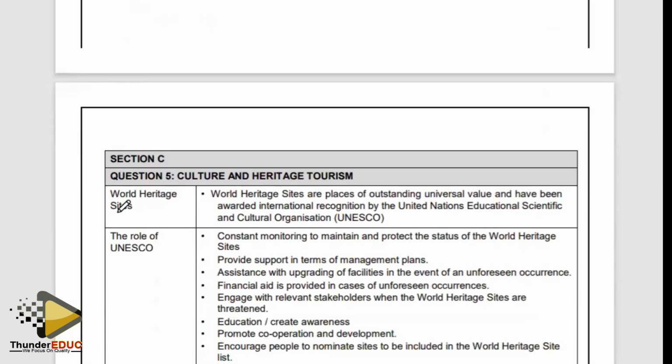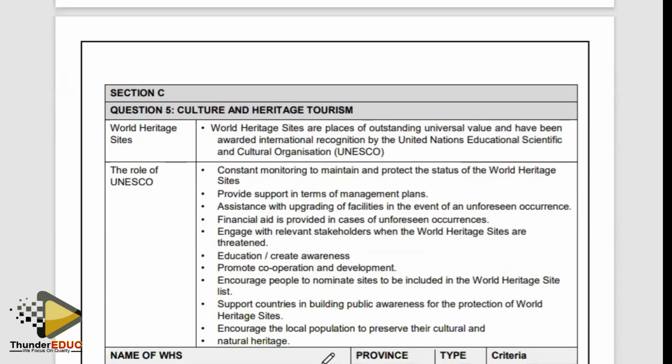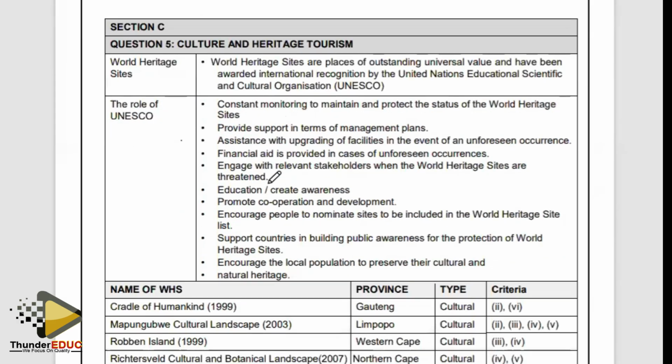Now we are moving on to yet a different section, but related also to attractions. We're going to be dealing mainly with World Heritage sites. So I need to clarify or deal with 1 or 2 concepts which appear there.